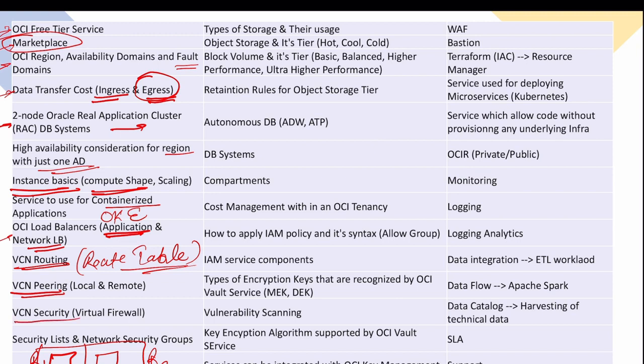VCN security, that is virtual firewall. How is it implemented? Virtual firewall is nothing but a security list and network security group. These are the two features provided by OCI to act as a virtual firewall.